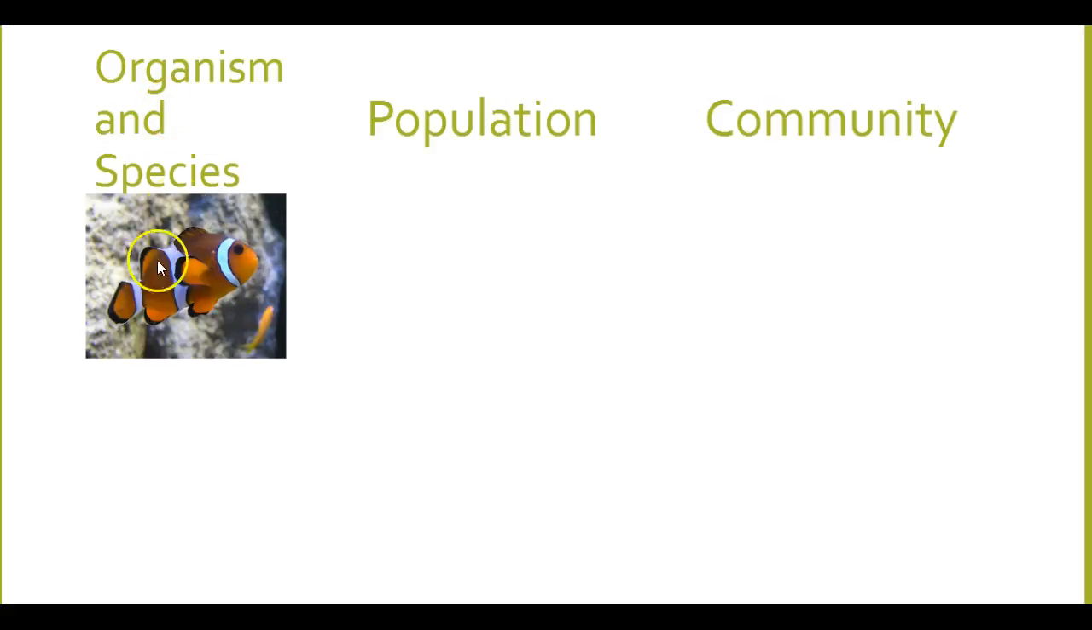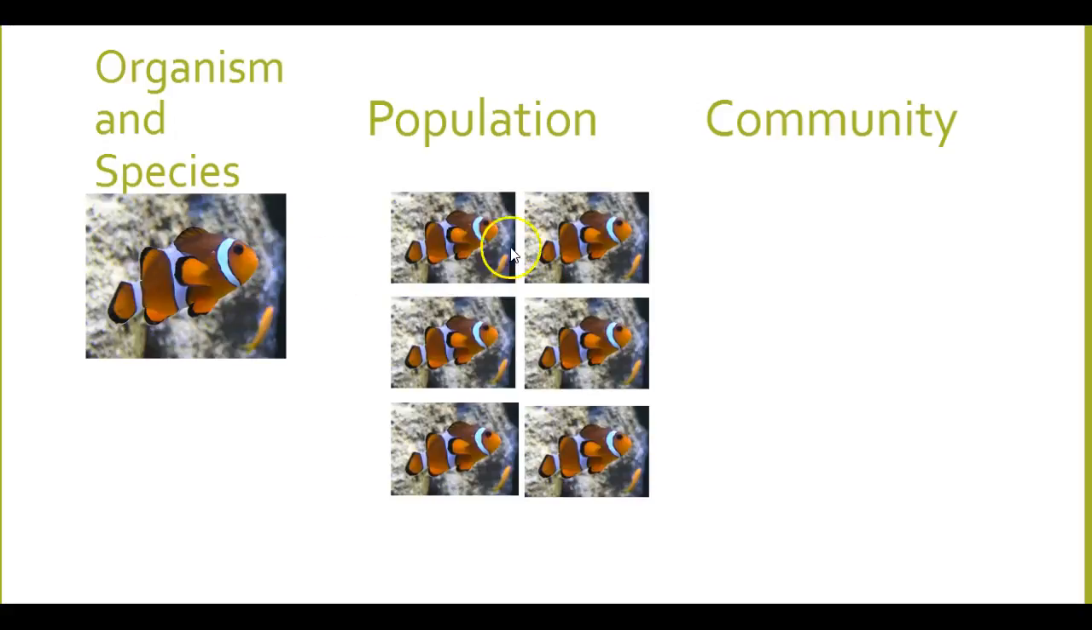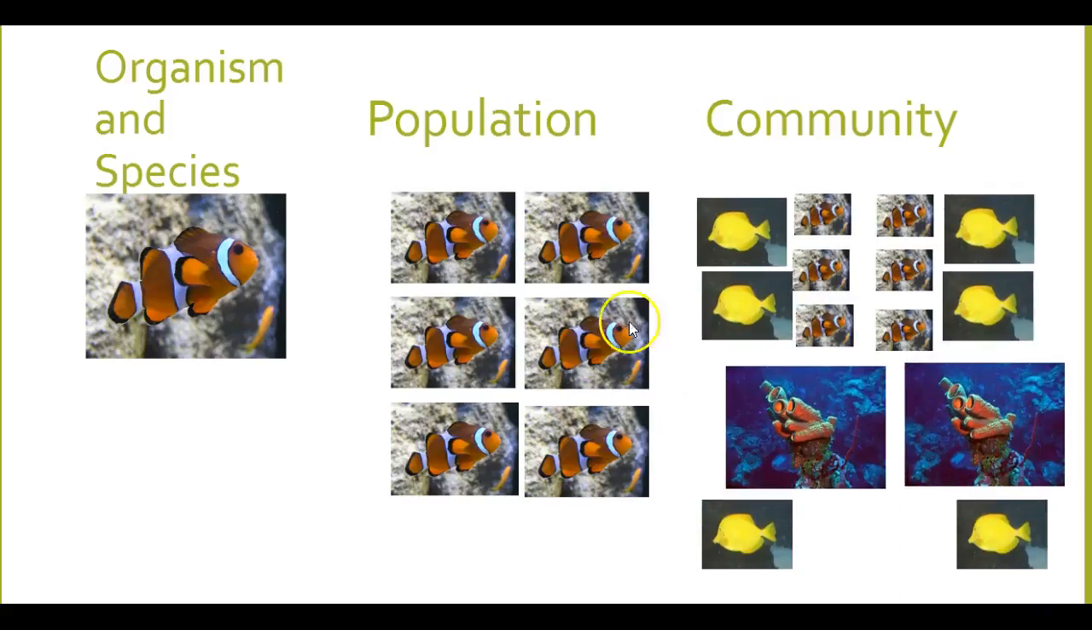Now, if we were to take a group of these species, say clownfish, and multiply them out 6 times, you'd have what's called a population. And then that population, if we took a bunch of populations like clownfish and yellow tangs and tube worms and put them together, then we wind up coming up with what's called a community. And this is really where we look at how these different things interact within an ecosystem.